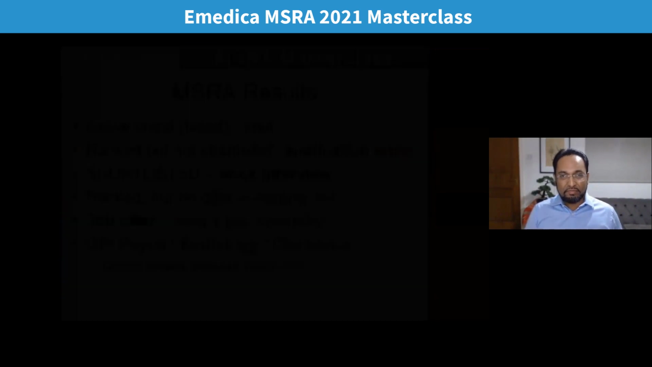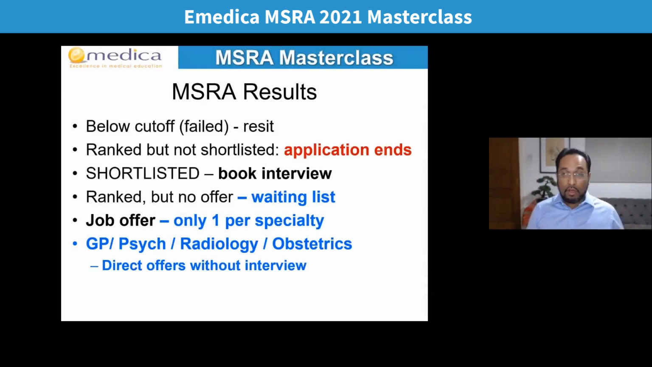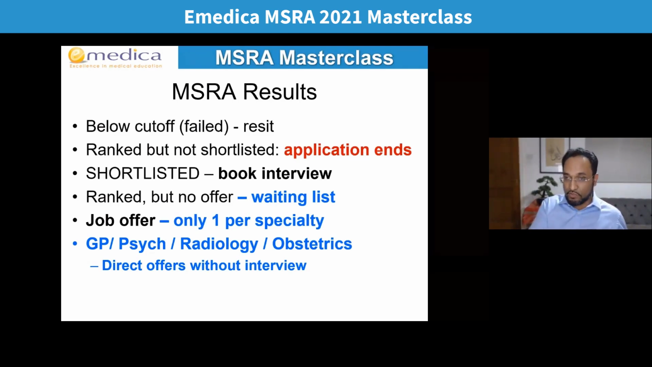All right. Now, in terms of the outcomes after the MSRA, there's 5 possible options. If you're below the cutoff for your specialty, you will be deemed to have failed. So, for example, in GP, in psych, if you get a band 1 in most specialties, if you get a band 1 in either paper, you get an email to say you're below the cutoff, you're not deemed suitable for training based on your assessment.